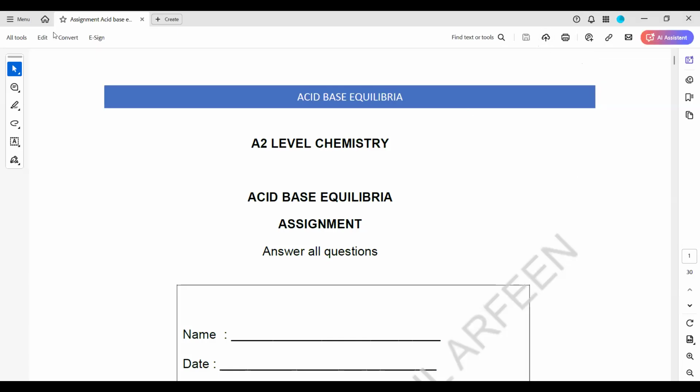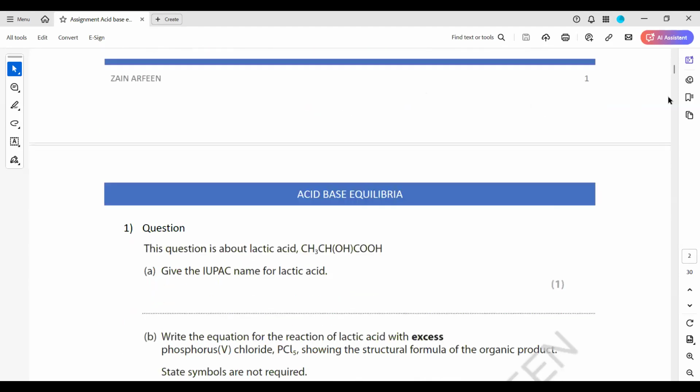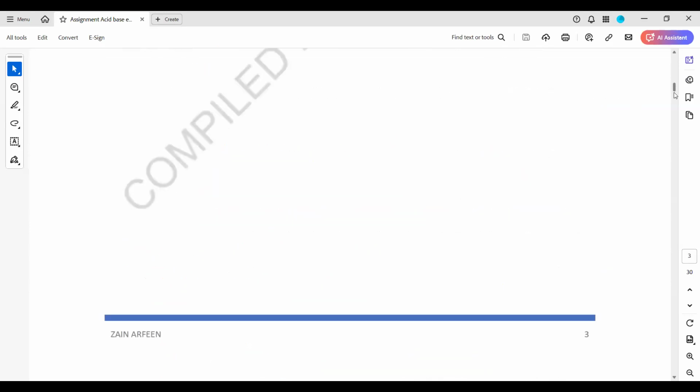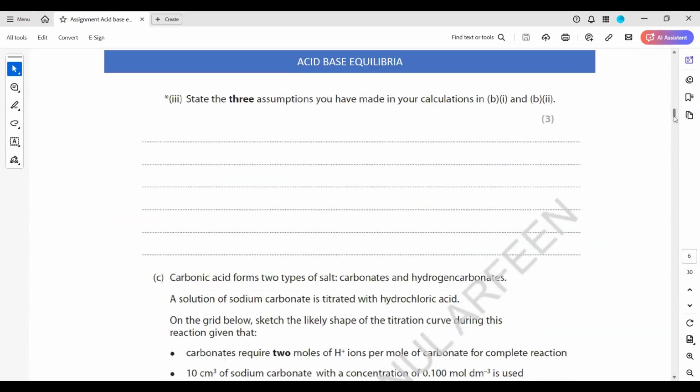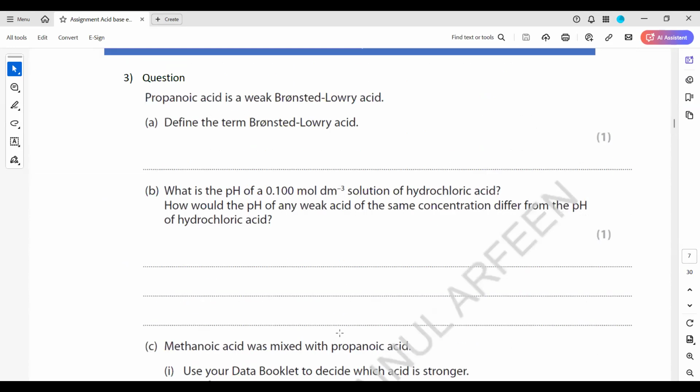So these are the structure questions related to exercise acid-base equilibria. The first two questions are already recorded, so we'll start with question 3. We completed this topic, the explanation, yesterday, so I prefer to solve the questions related to the topic after explaining. So propanoic acid is a weak acid.